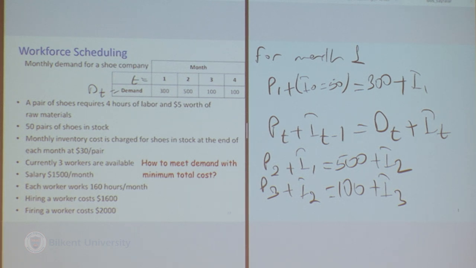And finally, production in period 4 plus inventory coming in should be equal to demand, which is 100 again, plus anything I'm leaving for the next period, which is meaningless. This should be equal to 0 if I'm only planning for these 4 months. Okay? This is called the inventory balance equation. And if you're producing anything, you will definitely need something like this. Is it clear?